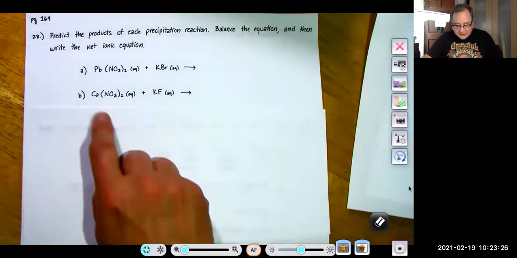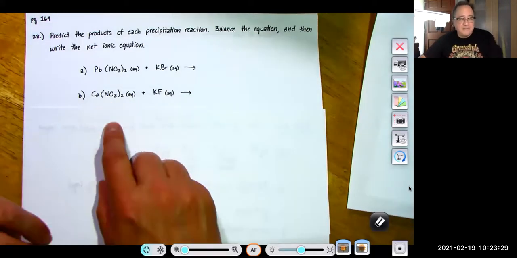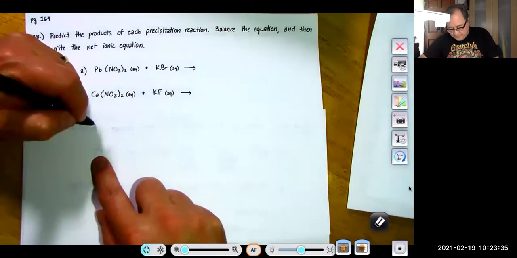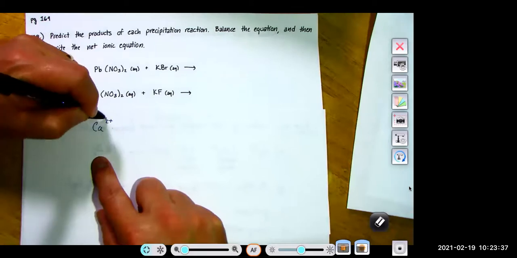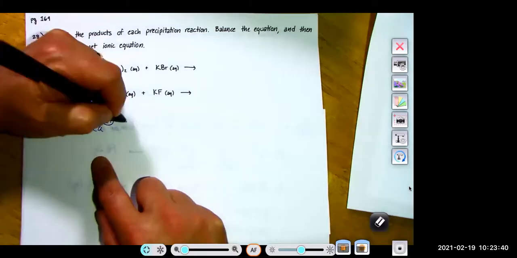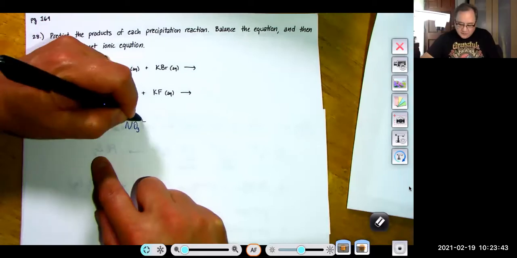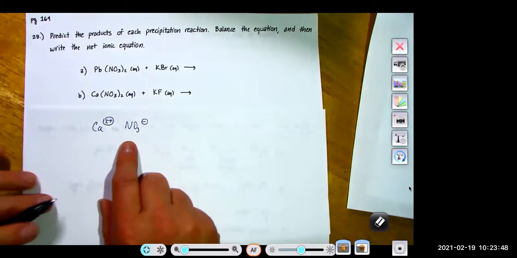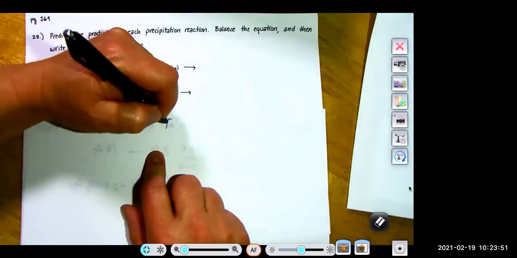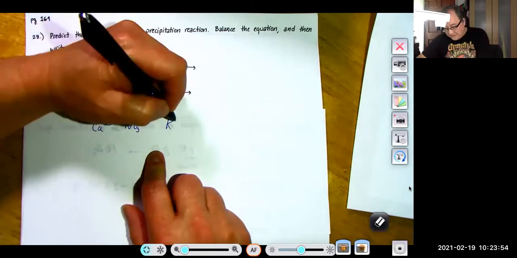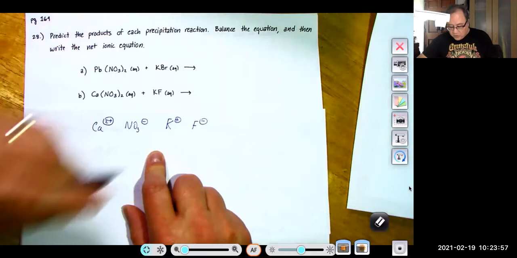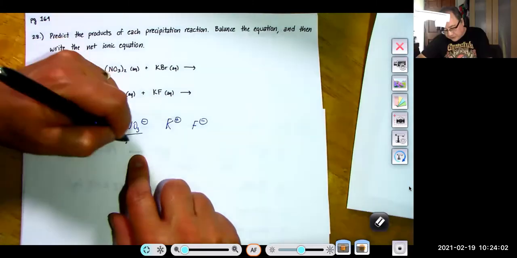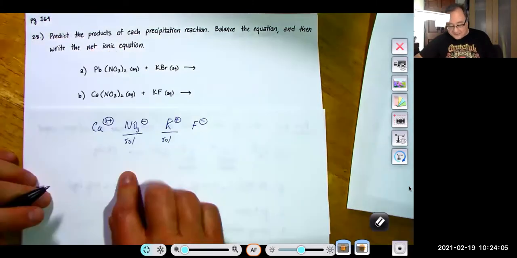What are the ions in calcium nitrate? Calcium 2 plus, nitrate minus. Right, and we don't even need to put a 2 here. We just need to know that that's one of the ions, really. Okay. And what are the ions in KF? K and F, that's it. Which one of these are always soluble? Nitrate. So I'm going to put sol underneath this one, sol underneath these. So they're not the solid.